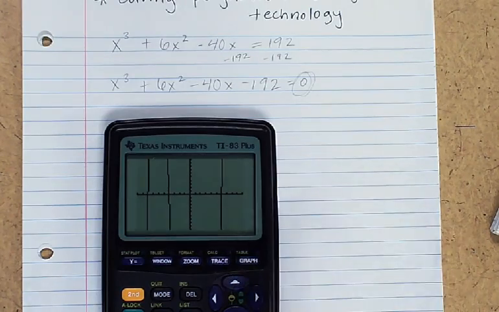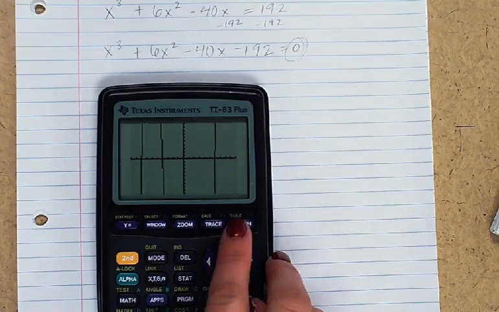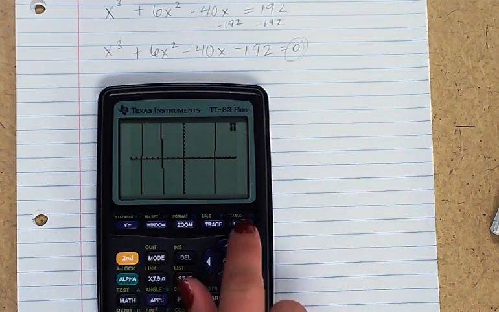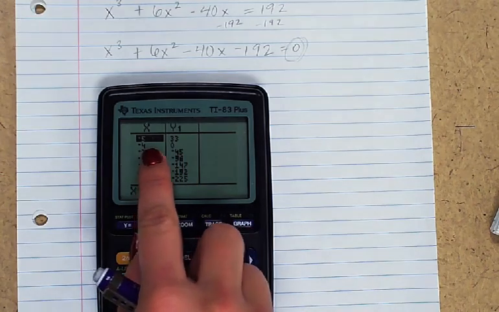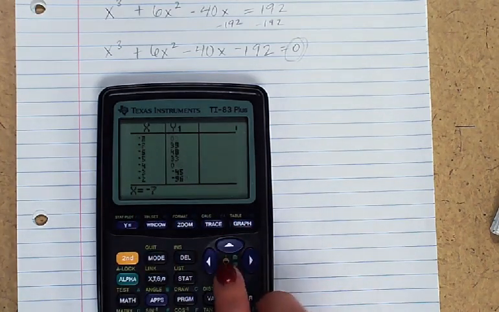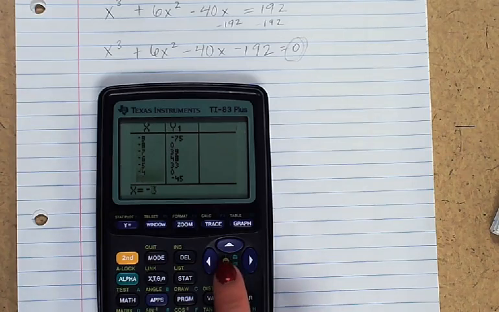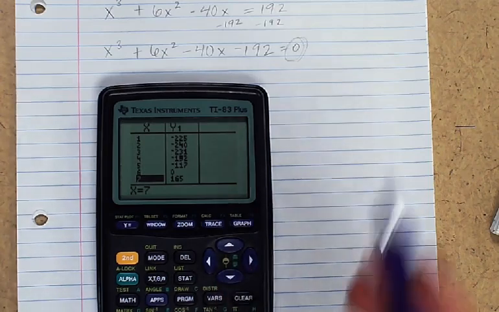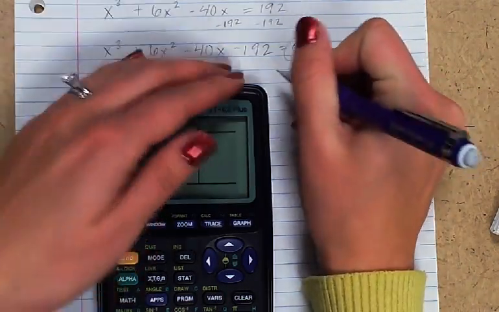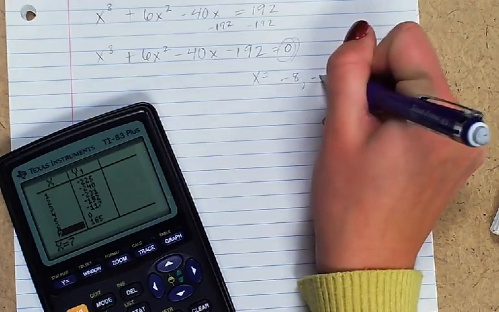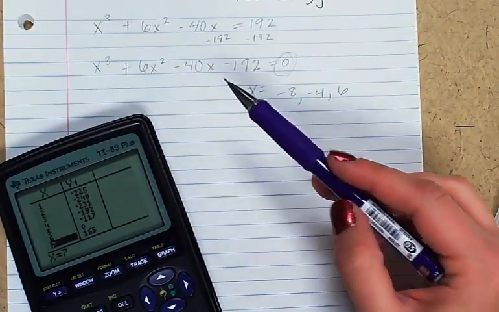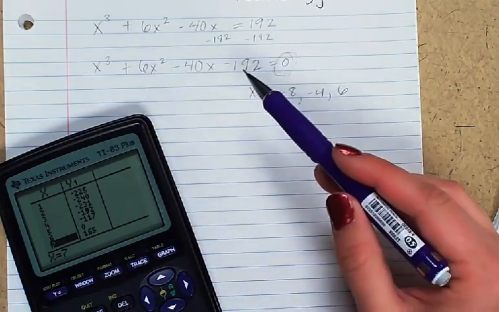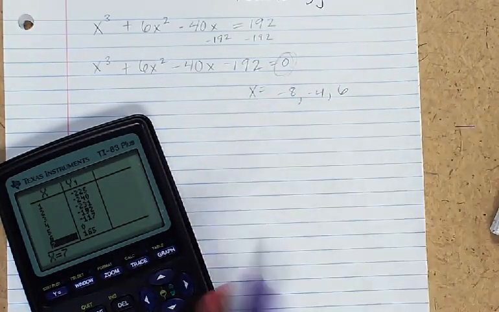If they're perfect whole numbers, you can get those values from the table. So if you hit second graph, anywhere that this y value is 0, that's one of the solutions for the polynomial. So we have, looks like, -8, -4, and 6. So what that means is if you plug -8 into all of these x's and simplify, you'll get 0. And same with -4 and same with 6.